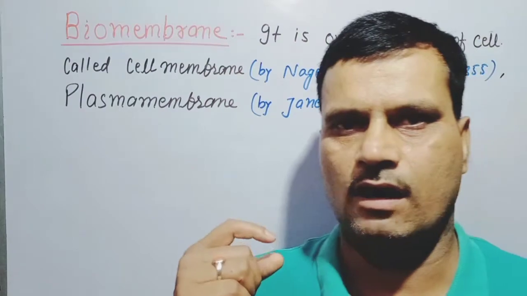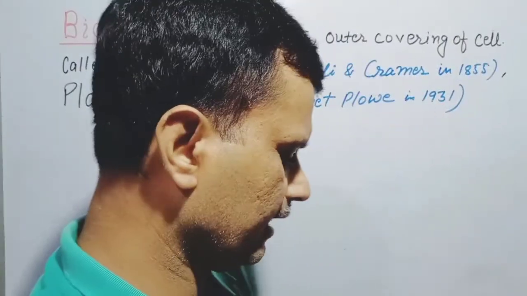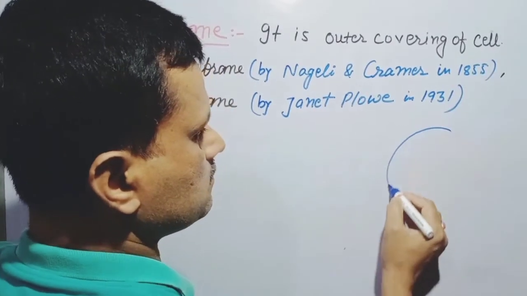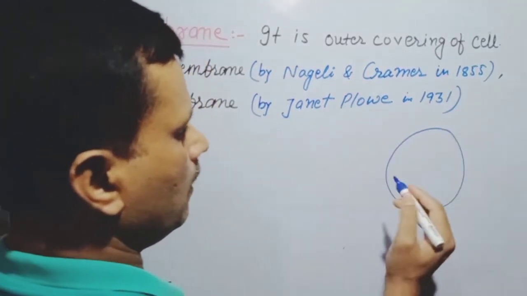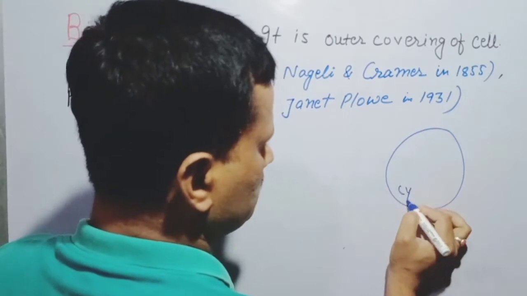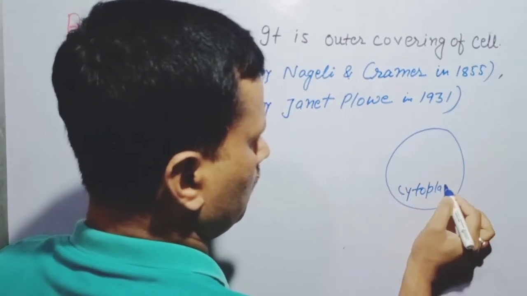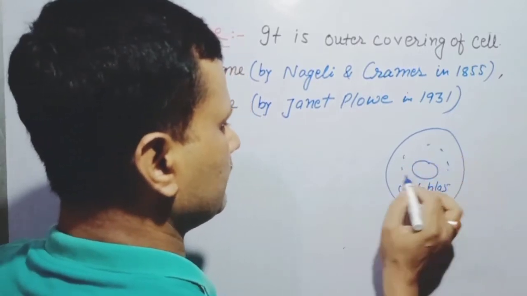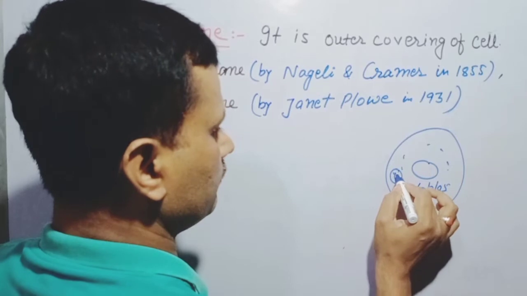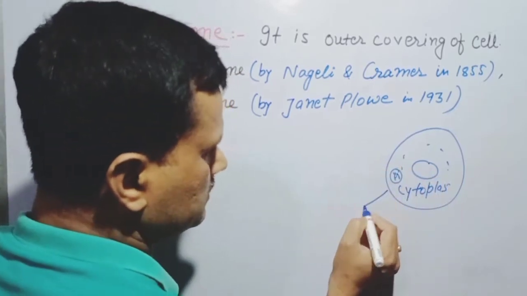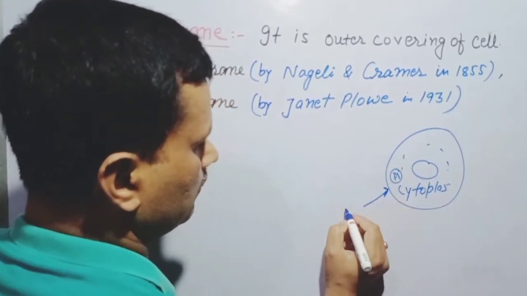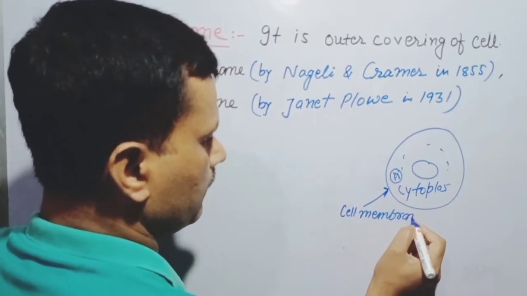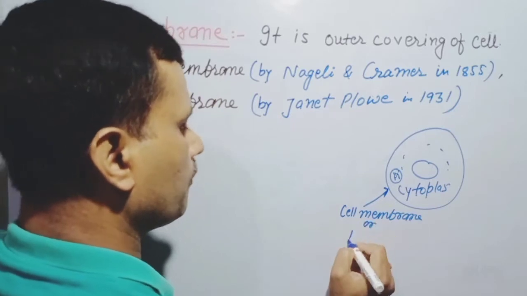As this is the outermost covering of the cell, that means, just like this is the cell and this is the cytoplasm. In the cytoplasm, the nucleus and other cell organelles are also present, and this covering is called the cell membrane or plasma membrane.